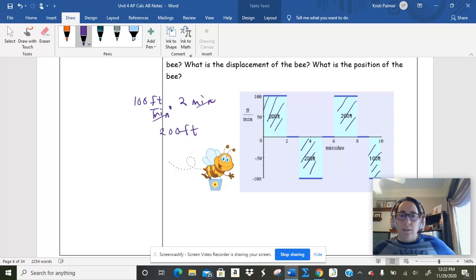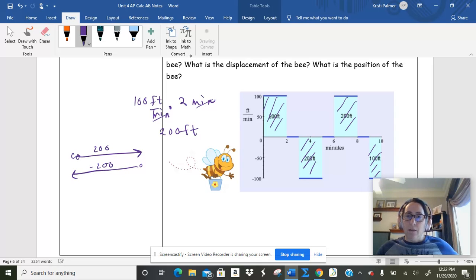Since it's up here and it is positive, then I know that he is going from the hive toward the flower in a positive direction. He went a positive 200. Then down here, this 200 is actually a negative, so now he's going back 200. Then it says he's going to go forward again 200. And then it says he's going back 100. So that's what the bee is doing. And here I can put a negative, sorry.